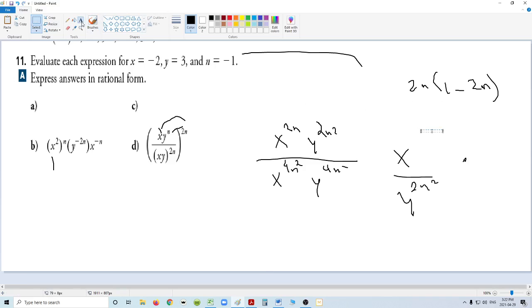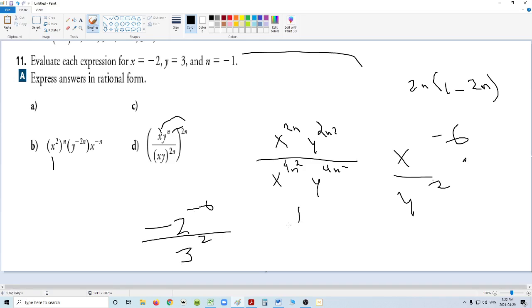When I put minus 1 in the exponent down below, I get minus 1 squared, 1 times 2. I get y to the 2. And now I just have to bring back my numbers. So x is minus 2 to the minus 6, and y is 3 to the 2.